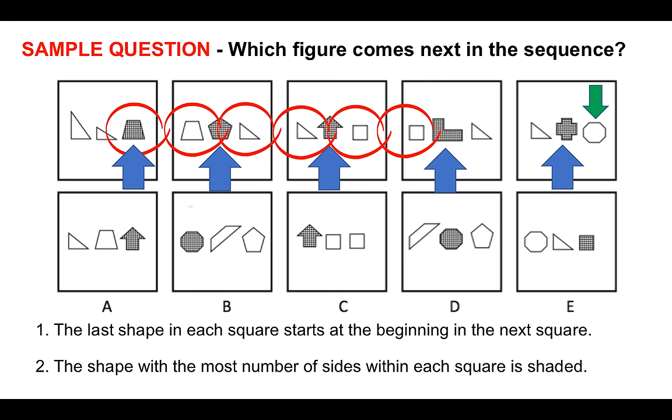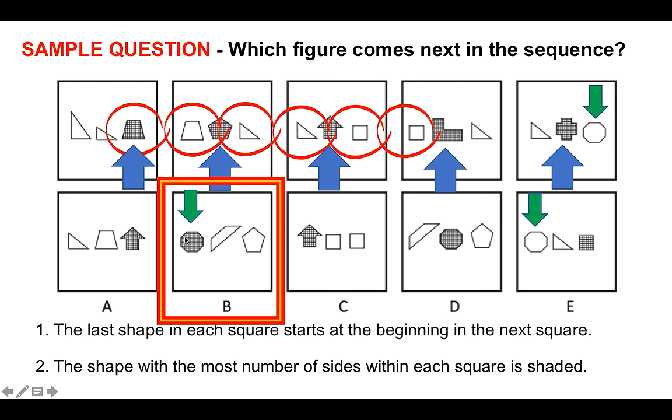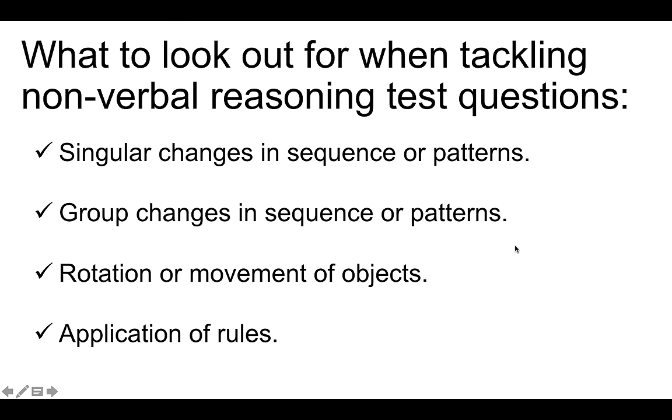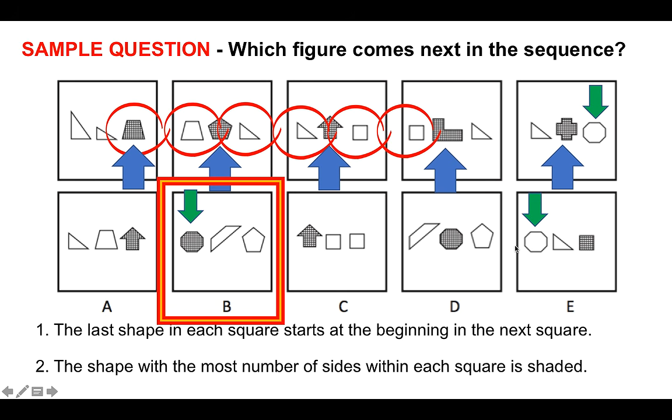Okay, so that needs to start at the beginning, and we've got that option there and that option, so it's either B or E. But we know that the correct answer is B, because that shape there has 1, 2, 3, 4, 5, 6, 7, 8. And that one that's shaded, the one that should be the most sides, is a square. So we know that's incorrect. So that is the correct answer, B.